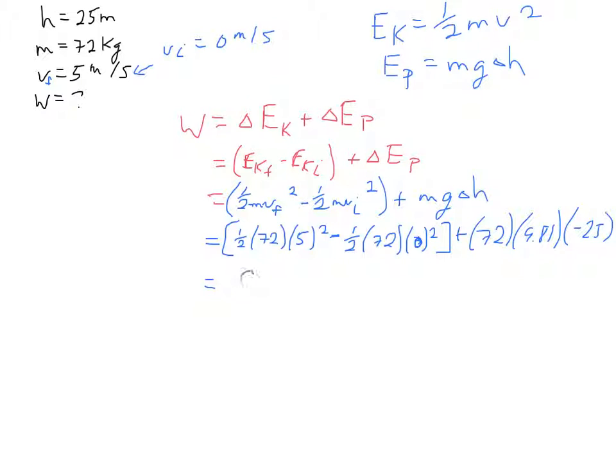When we add all of those up, we will have 900 minus 0 minus negative 17,658. And when we put our answer into significant digits, we have negative 1.68 times 10 to the 4 joules.